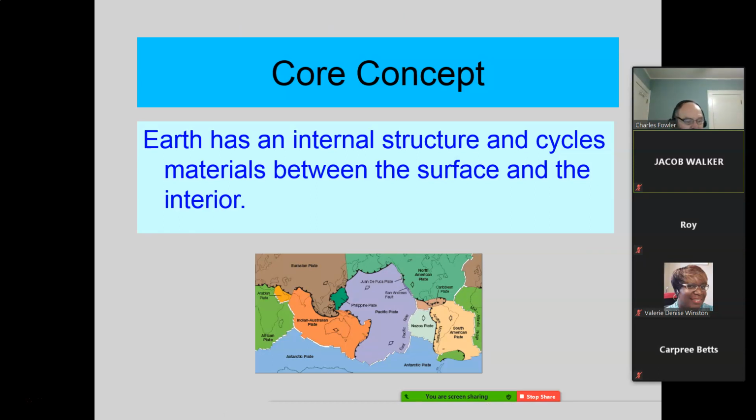Here's the core concept. This is on my page 458 in the text, your page 18-1, maybe, if you have one of those small books. Earth has an internal structure, and it cycles materials between the surface and the interior. Surface to interior, interior to surface. Just like we talked about before with the rock cycle, here we have materials being cycled. Now, this figure probably won't make a lot of sense to you right now, but by the end of the chapter, hopefully it'll make a lot more sense.